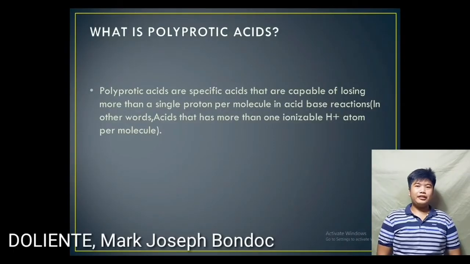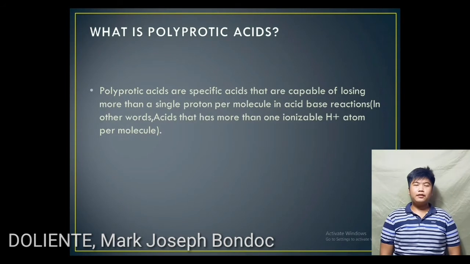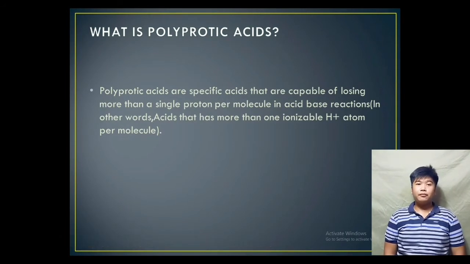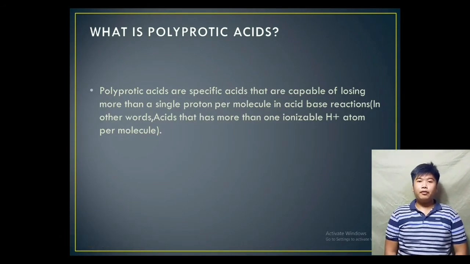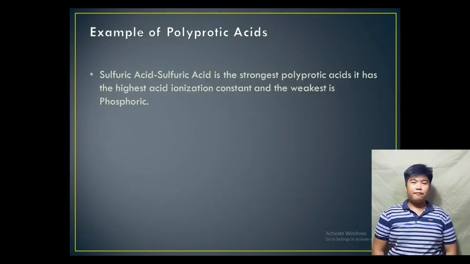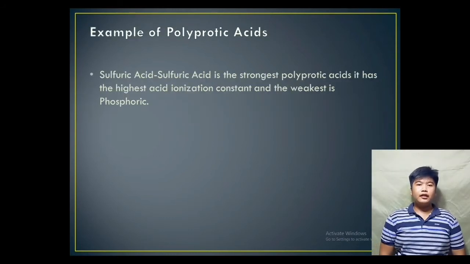What are polyprotic acids? Polyprotic acids are specific acids that are capable of losing more than a single proton per molecule in acid-base reactions. In other words, acids that have more than one ionizable atom per molecule. An example of a polyprotic acid is sulfuric acid.